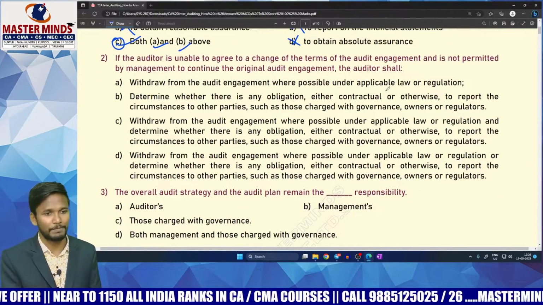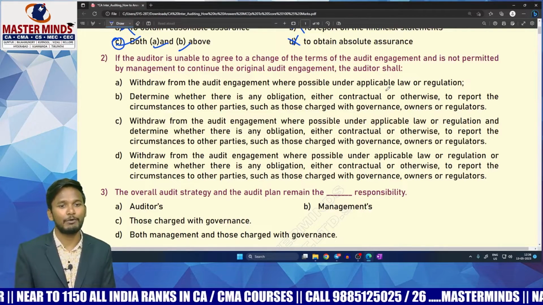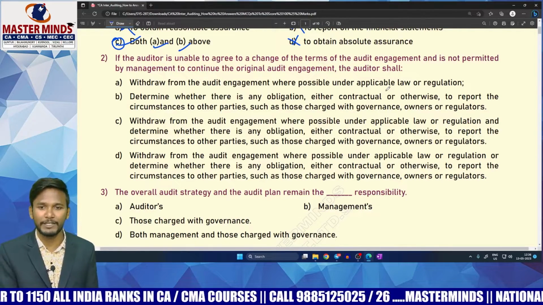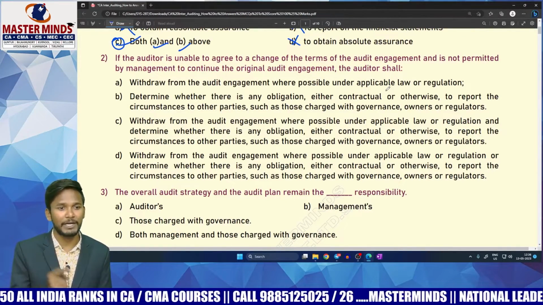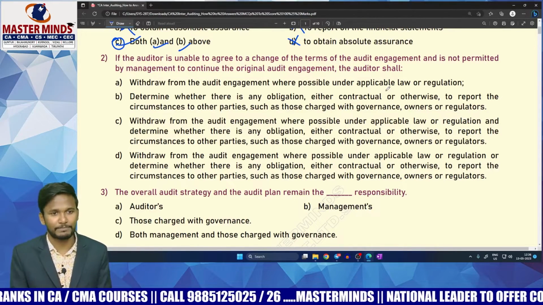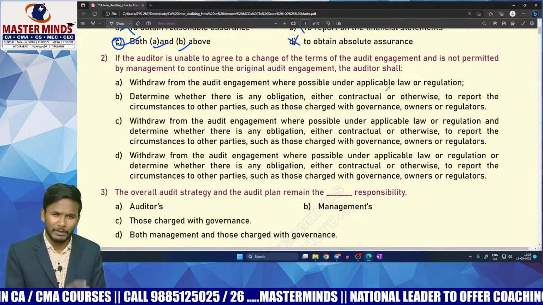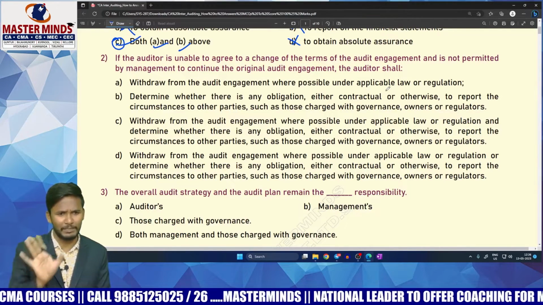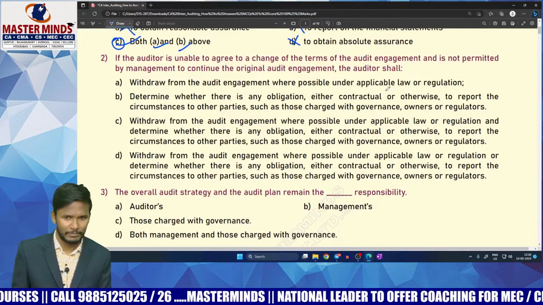Now question number 2. If the auditor is unable to agree to a change of the terms of audit engagement and is not permitted by the management to continue the original audit engagement, the auditor shall. It stops there. This is also a very simple copy of the standard, but with small alterations.